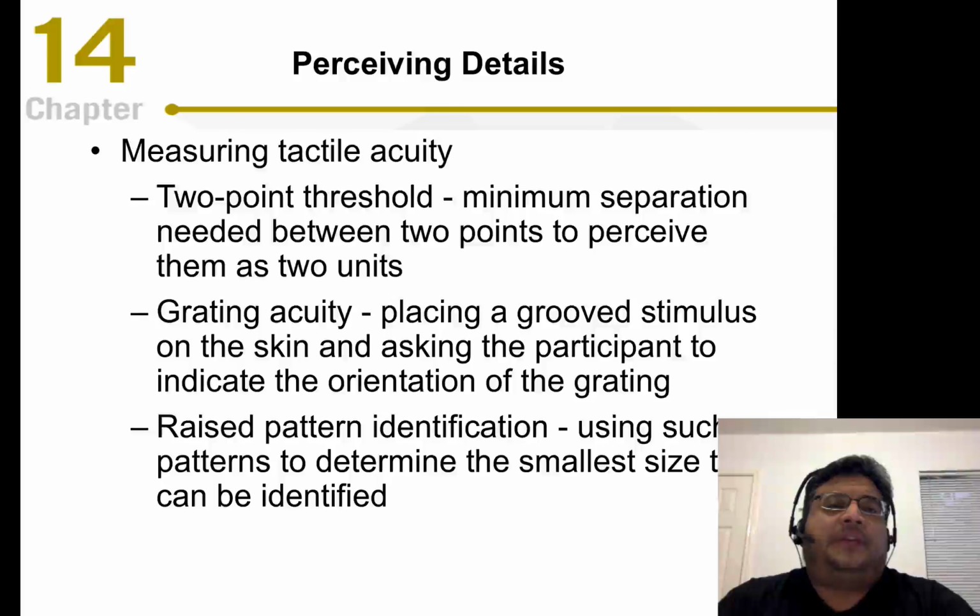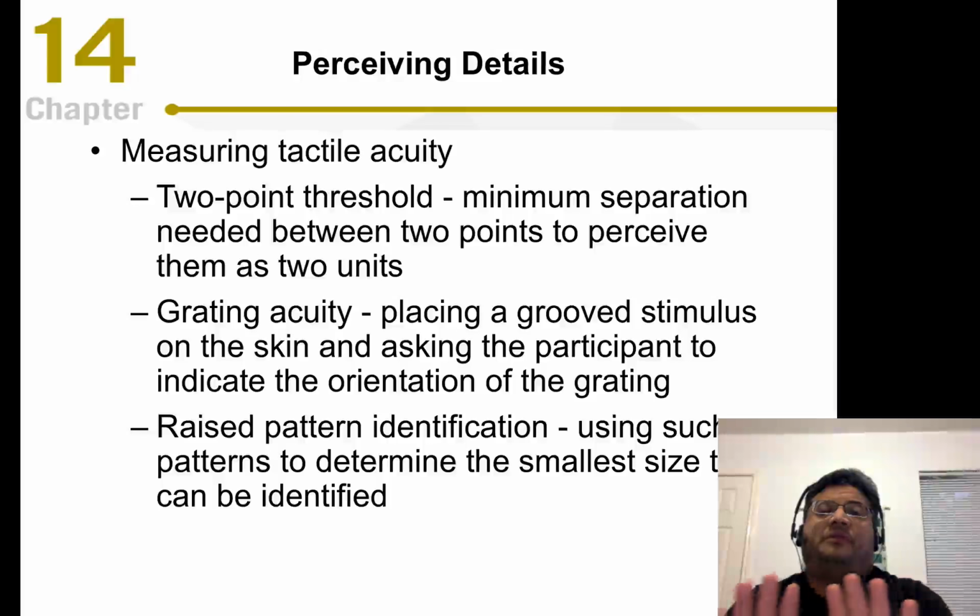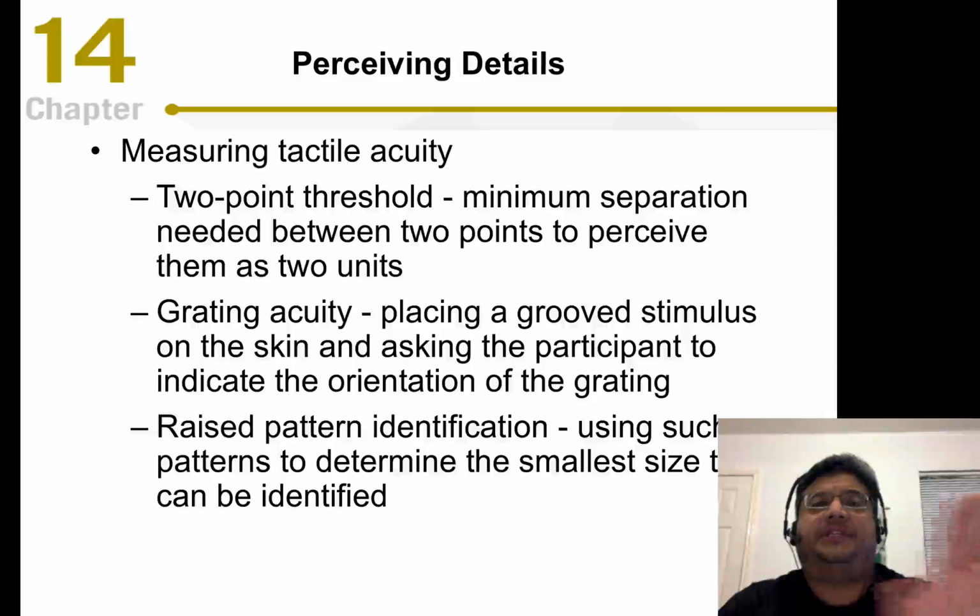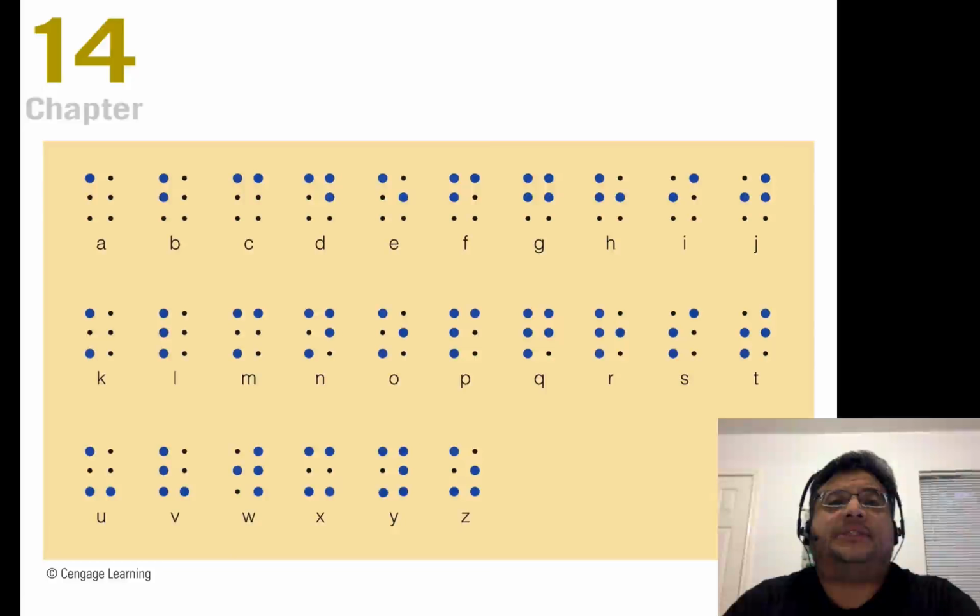Obviously, this is a skill that blind folks have. If you're blind and you've been taught how to read Braille, this raised pattern identification is a very useful skill for people who cannot see letters, and therefore read by running their fingers across and identifying the patterns of dots that they encounter as they run their fingers across these lines of printed dots.